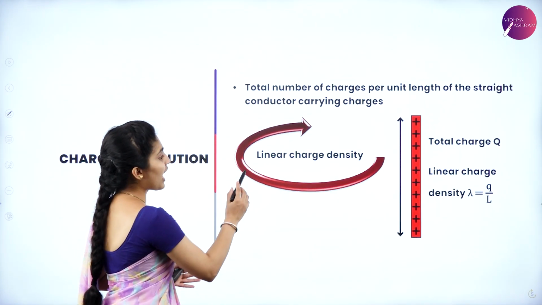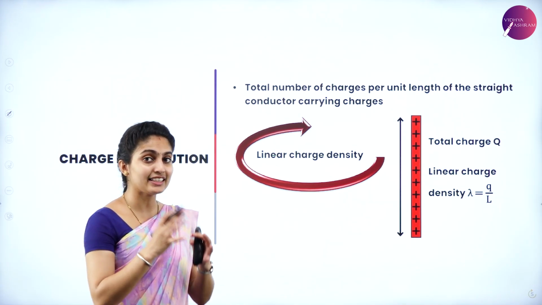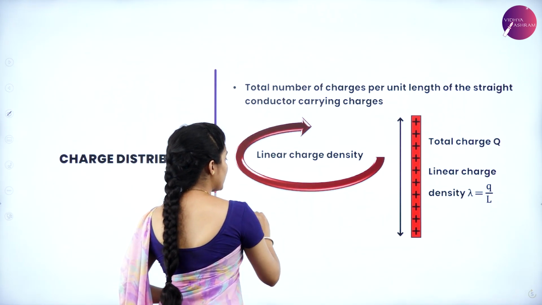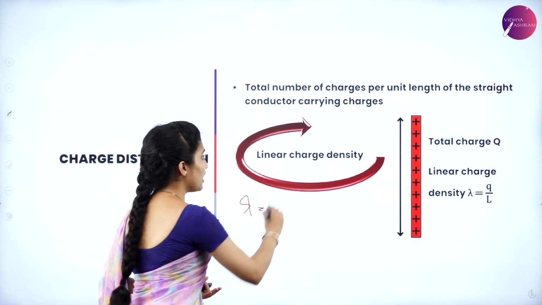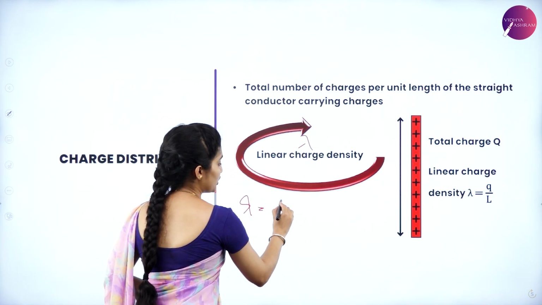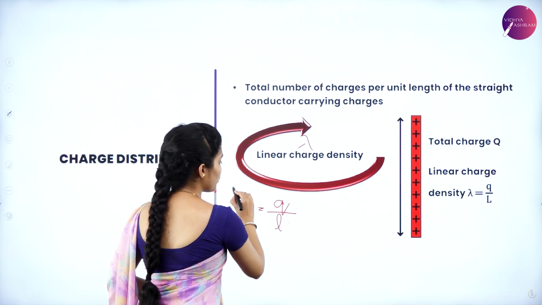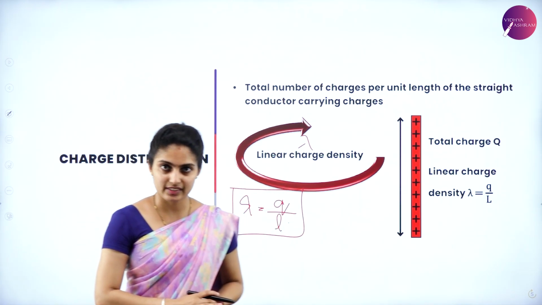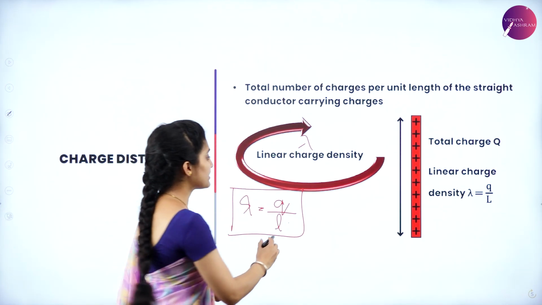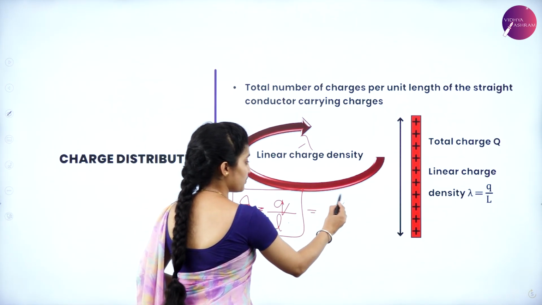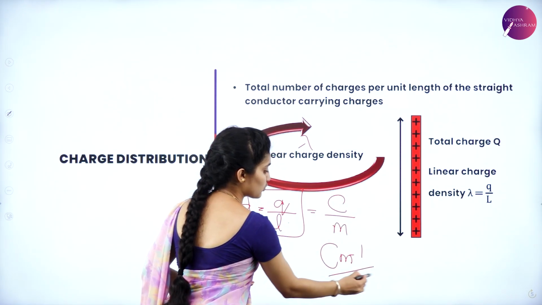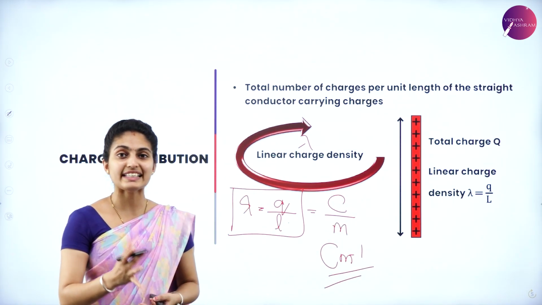So first we have linear charge density. Anything with regard to length, we talk about linear charge density. So we have linear charge density given as lambda. Lambda is equal to charge per unit length of a wire, which is said to be the linear charge density. So how can you give the SI unit of this equation? Charge means coulomb, length is meter, so it is coulomb meter inverse that will be the SI unit for linear charge density.